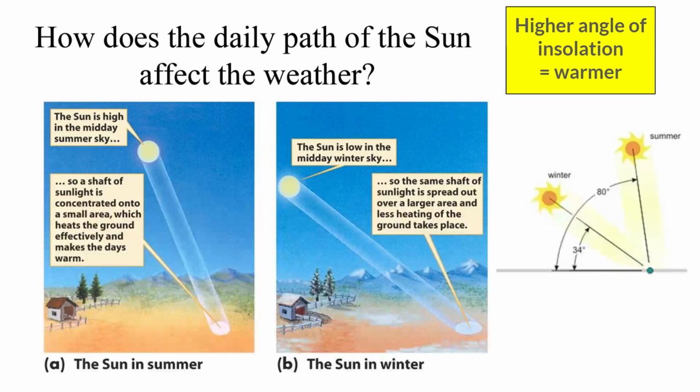So, say, let's compare summer and winter. In the summertime, we said that the sun is higher in the sky. It has a longer path, it stays in the sky longer. But notice that when the sun is higher in the sky like this, it has a higher angle of insolation, meaning its angle from the ground is closer to 90 degrees. And because it's at a higher angle of insolation, the sun's light striking the surface is more concentrated, just like you see here, and that's why it's warmer as well.